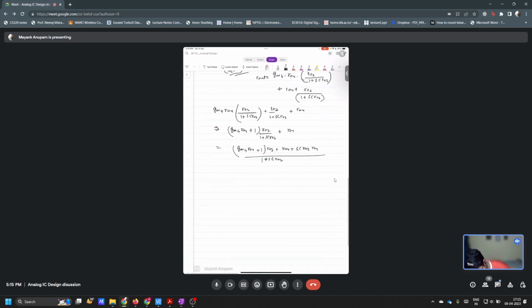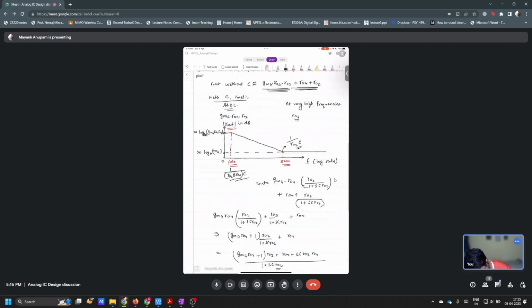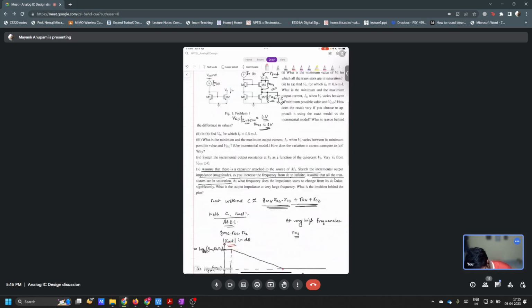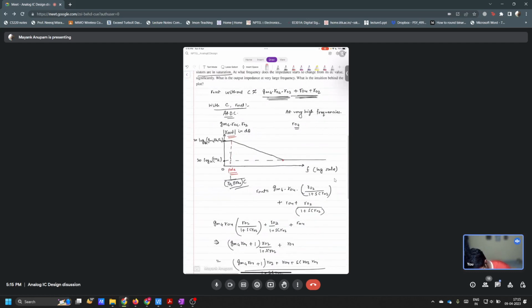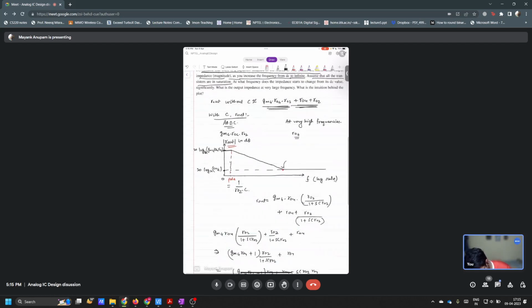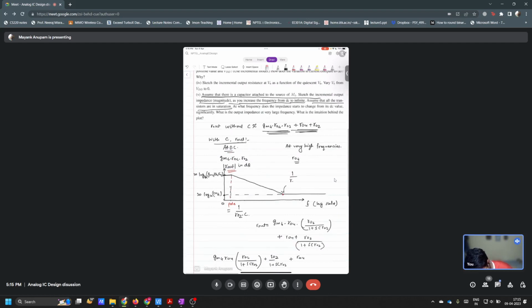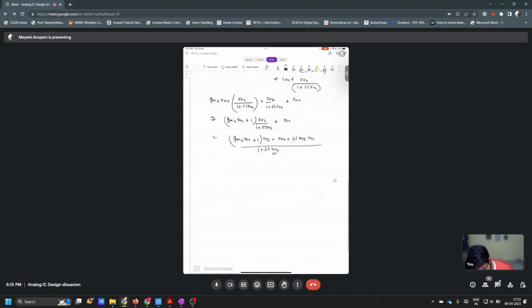Yeah, so I made a mistake. So the pole location is actually RO2, SCRO2. So this is not 0, this is the pole location. The pole is 1 over RO2 into C. And this is actually the 0, 1 over RO2 parallel RO4 into C.